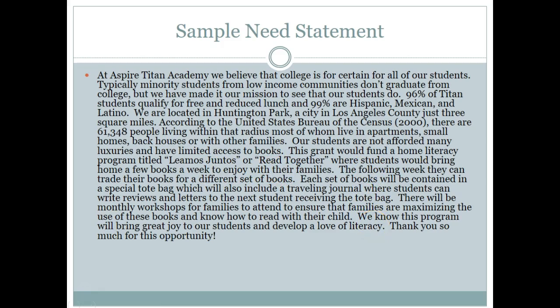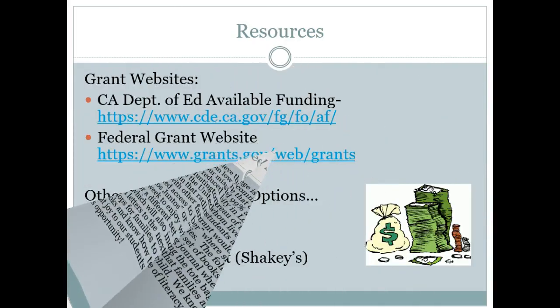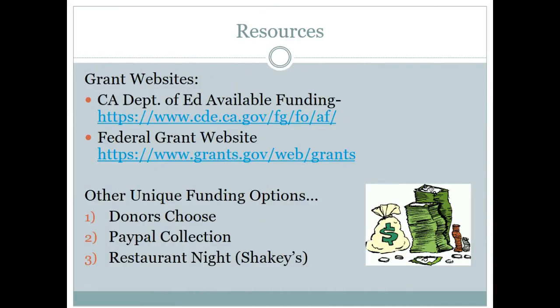So, once you get one of these crafted and you have a lot of this data and information at your fingertips now from having just done that big assignment on this school, it's easy to find. All right, in wrapping up, I want to show you a few different websites. Here's the California Department of Ed site for available funding.